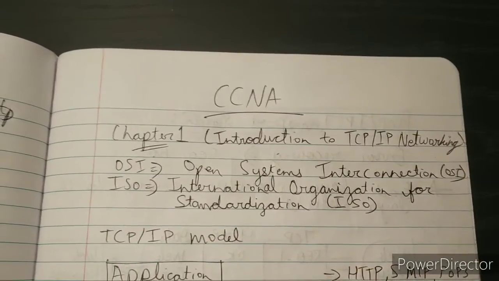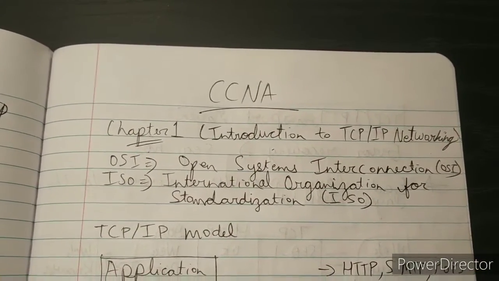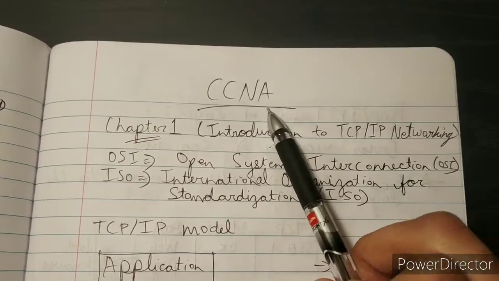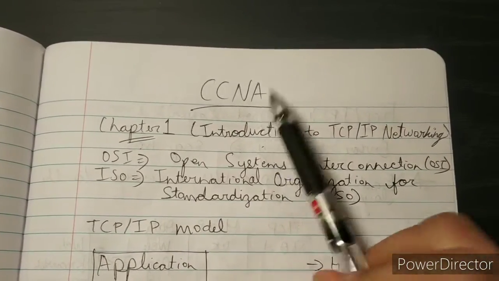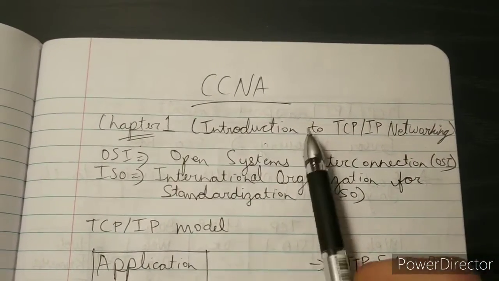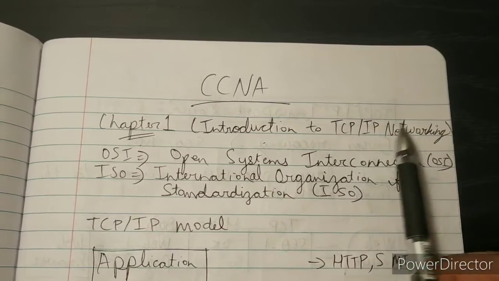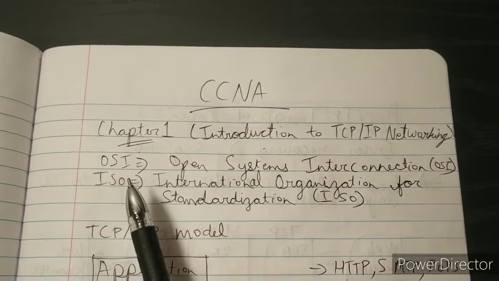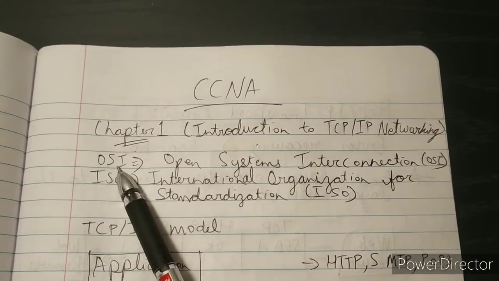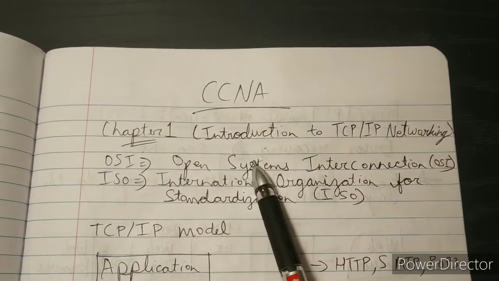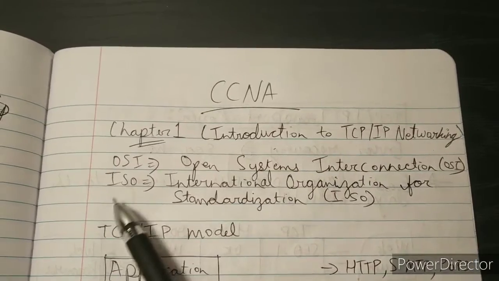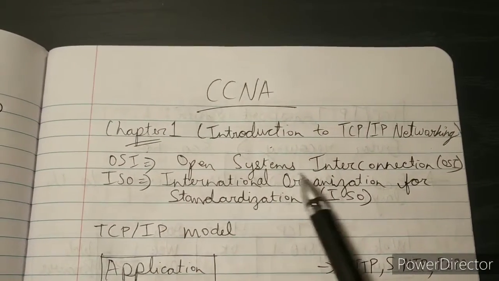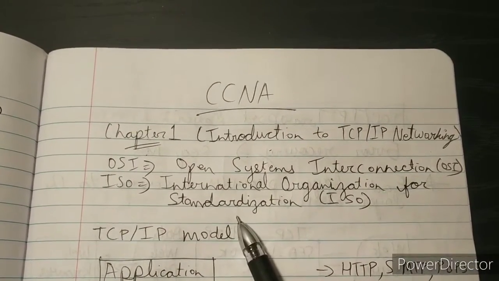So in this short span of sessions, we'll talk about certain topics which are included in the CCNA exam. Here we'll first start with chapter 1, which is Introduction to TCP/IP Networking. Here we need to know about certain abbreviations which include the OSI, that is Open Systems Interconnection, and ISO, which is International Organization for Standardization.